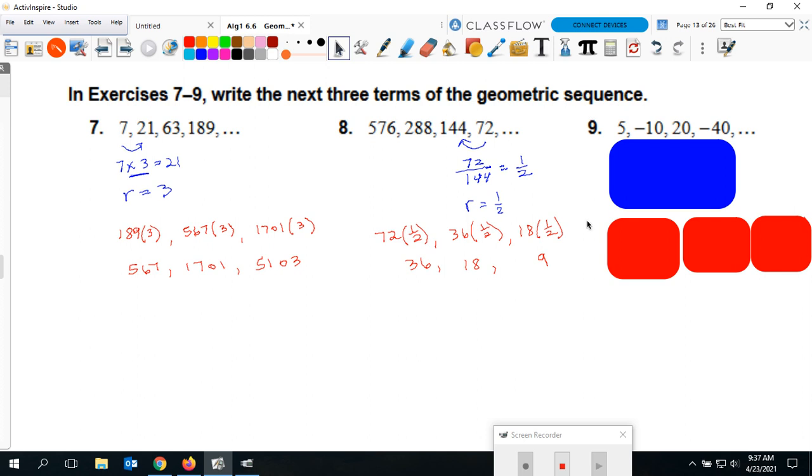All right, so go ahead and pause your video and then just try number 9. See if you can do the same thing with number 9 and then play it to check your answer.